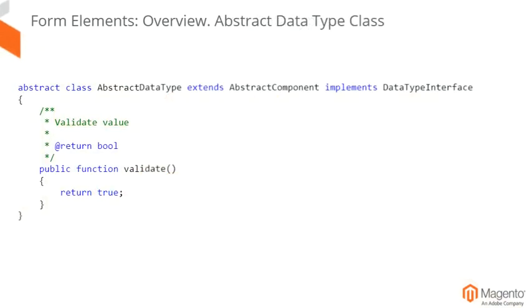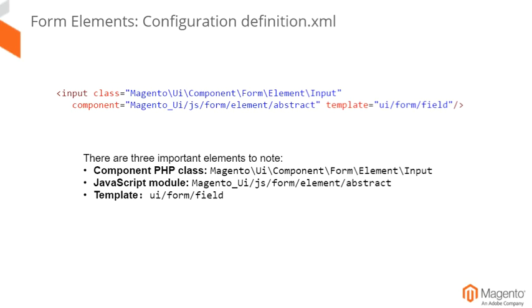Here is an abstract data type class. As you can see, it is relatively trivial. Here we can see how form elements are defined in the definition.xml file. There are three important elements to note: component PHP class, Magento\Ui\Component\Form\Element\Input; JavaScript module, Magento_Ui/js/form/element/abstract; template, ui/form/field.